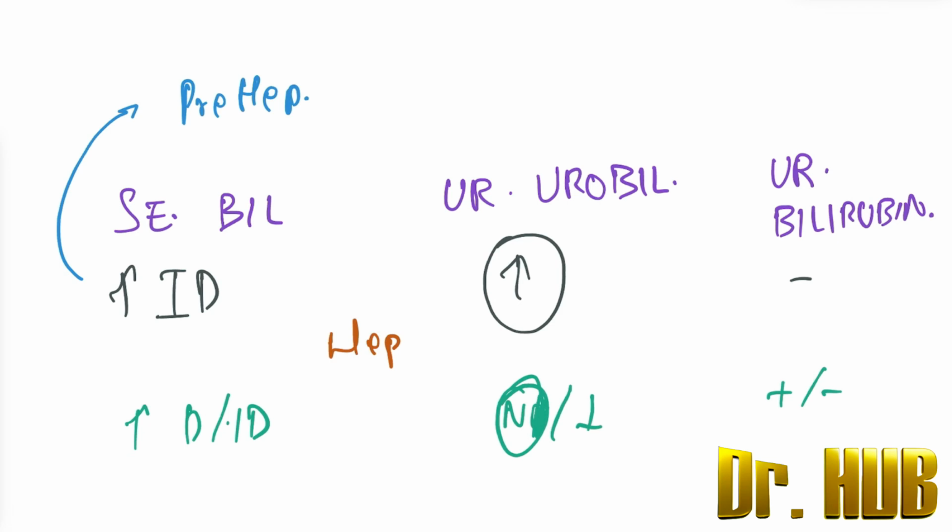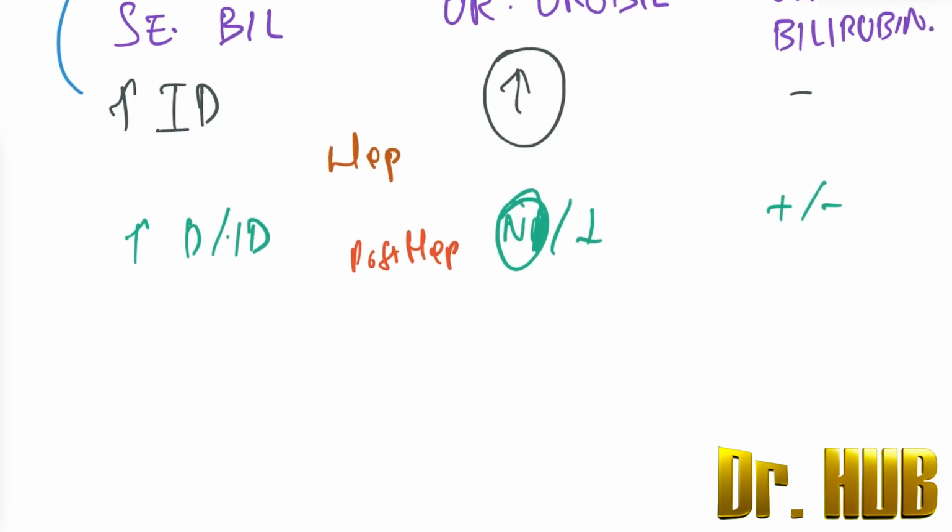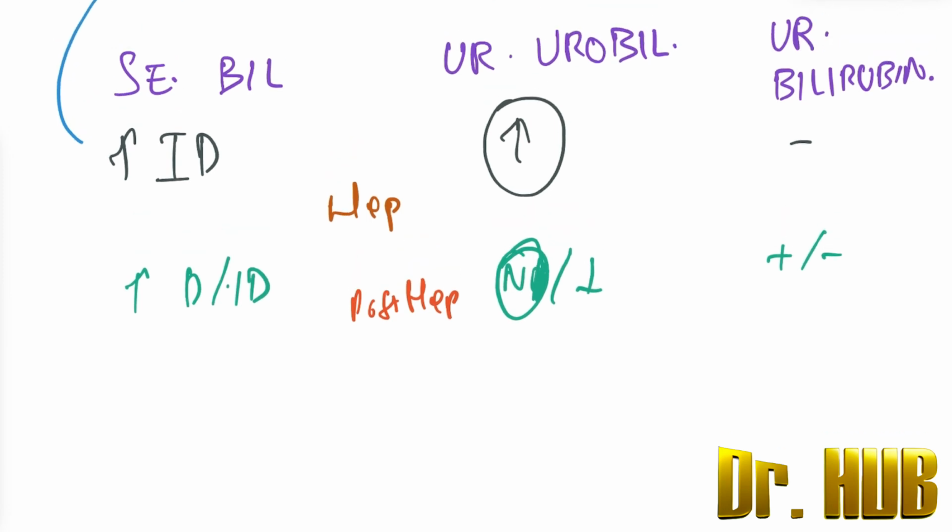Lastly, looking at the post-hepatic. Under the post-hepatic, the serum bilirubin will be increased in the direct. So post-hepatic will have an increase in direct, pre-hepatic will be an increase in indirect of the serum bilirubin. In terms of the urobilinogen, there won't be any significant change, and looking at urine bilirubin, it is positive.